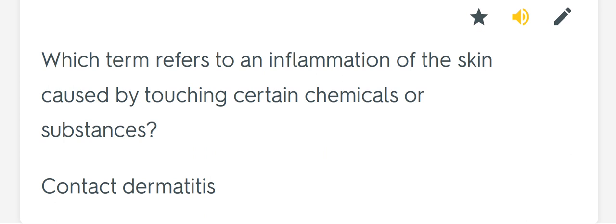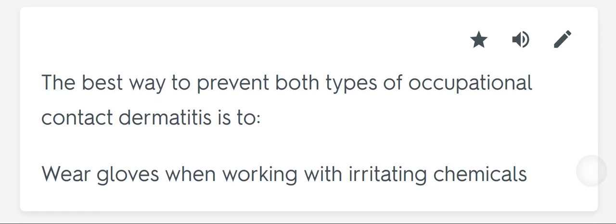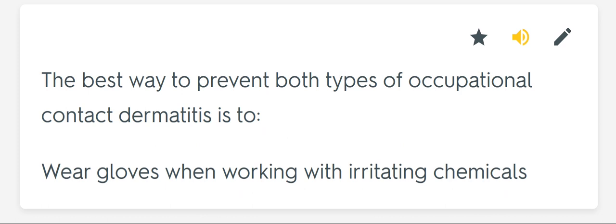Which term refers to an inflammation of the skin caused by touching certain chemicals or substances? Contact dermatitis. The best way to prevent both types of occupational contact dermatitis is to wear gloves when working.